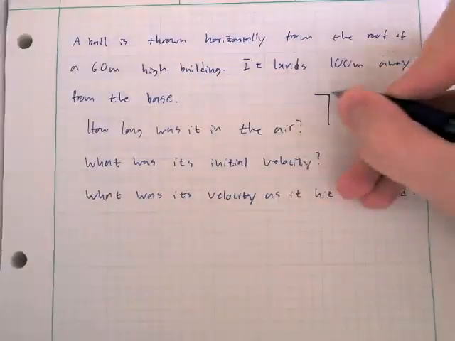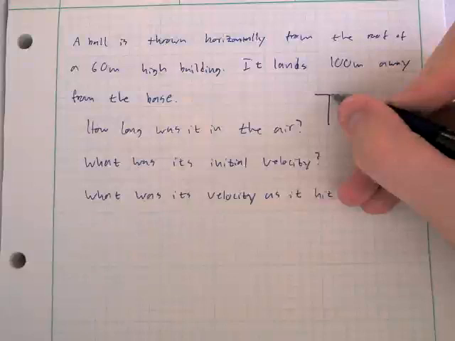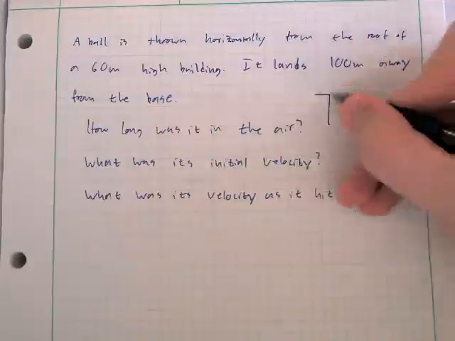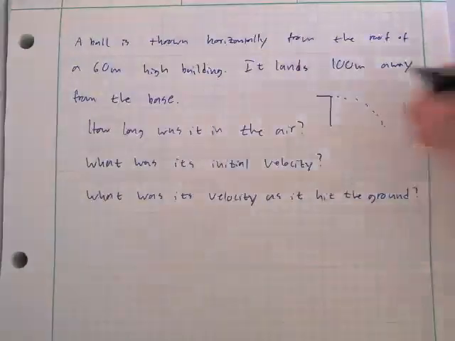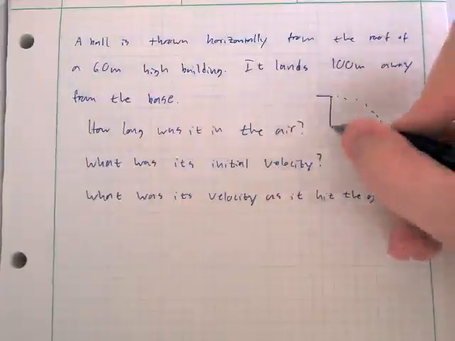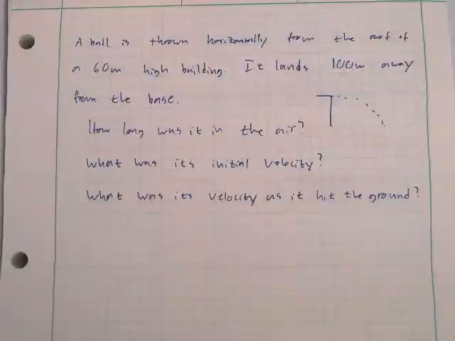Standing on top of the building, we throw a ball off of this roof, and it initially leaves our hand horizontally, and it's going to land 100 meters away. So it's going to look something like that, where we have a 60-meter fall and a 100-meter horizontal distance that we are covering. With this, we want to figure out three things. Here's what this problem is asking us.